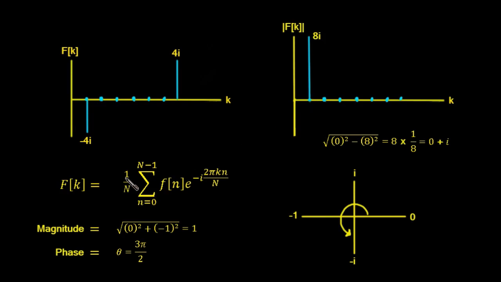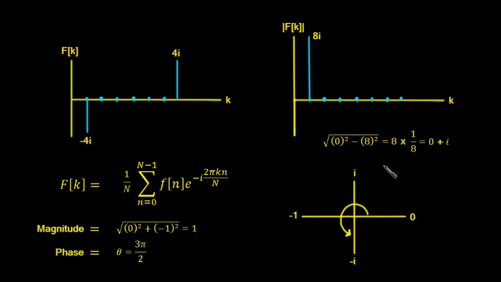So this is where the division 1 upon n comes in. We're going to divide this by the number of samples. There are actually 8 samples here which have made up this 8i. So if we divide this whole thing by 8, equivalent to multiplying it by 1 upon 8, we're going to be left with 0 minus i. So the magnitude of our final function is going to be the square root of 0 squared plus minus 1 squared, which is going to be a value of 1. And also the phase here is going to be equal to 3 pi upon 2.